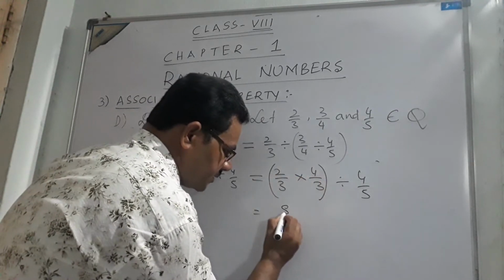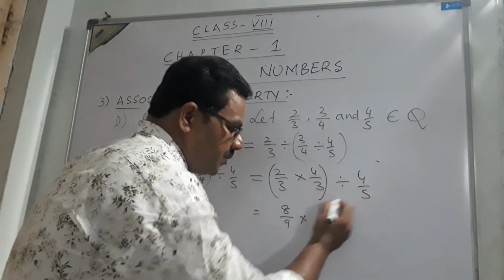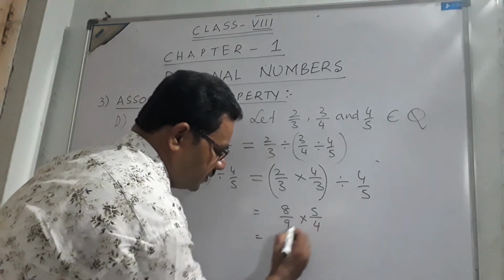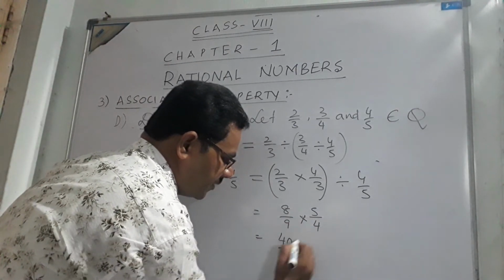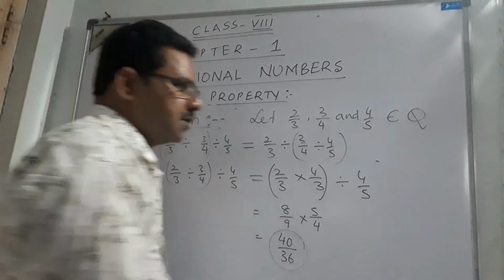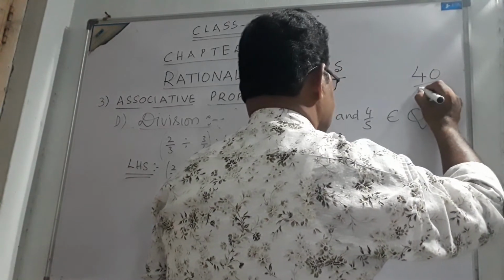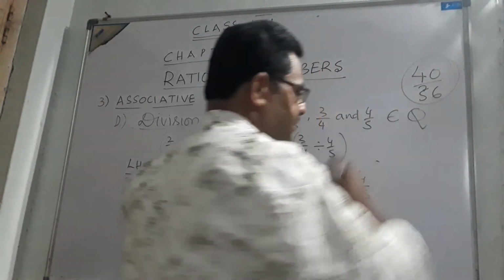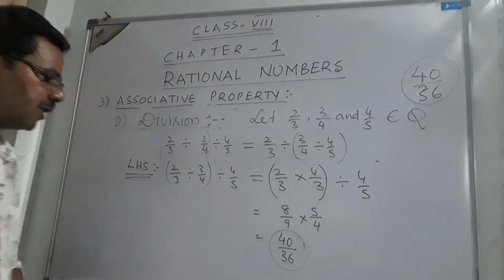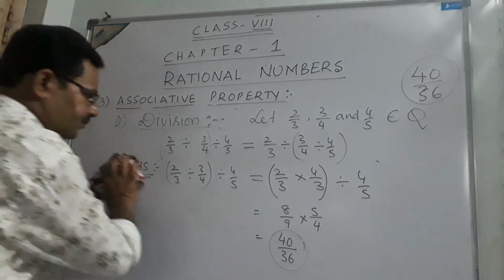2 4s are 8, 3 3s are 9. Divided by, again this division should be converted into multiplication. 5 by 4. This is equal to 8 5s are 40 by 9 4s are 36. This is the first answer we got. So here we will write, this is equal to 40 by 36, the left hand side answer. Now we are going to the right hand side. So right hand side, we shall see how and what will be done.